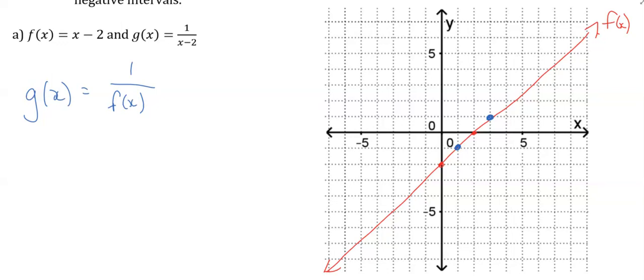What's the reciprocal of 0? Undefined, it's not 0, right? It's undefined. You can't divide by 0. So 1 over 0 is undefined. What does undefined look like on a graph?